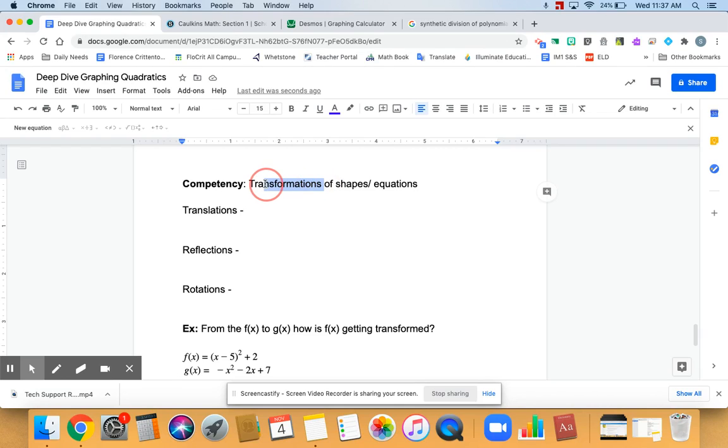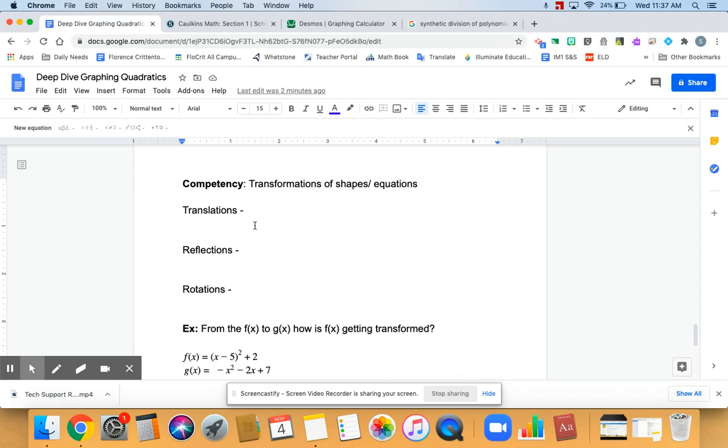So transformation up here, this word just means to change. So when you're transforming something, you're changing it. You can change shapes around, or you can change equations around, because equations also make a shape, just like a quadratic makes the parabola shape. So let's just talk about them quickly.